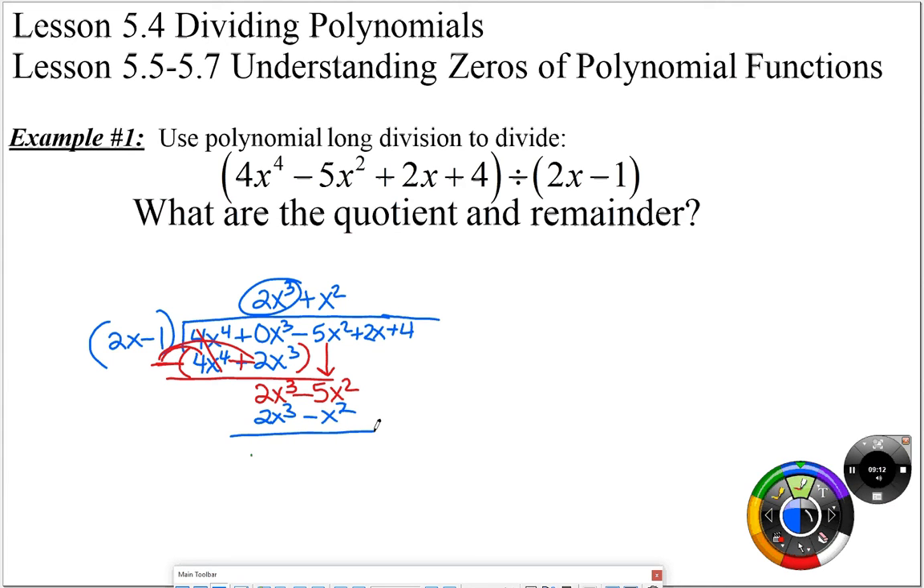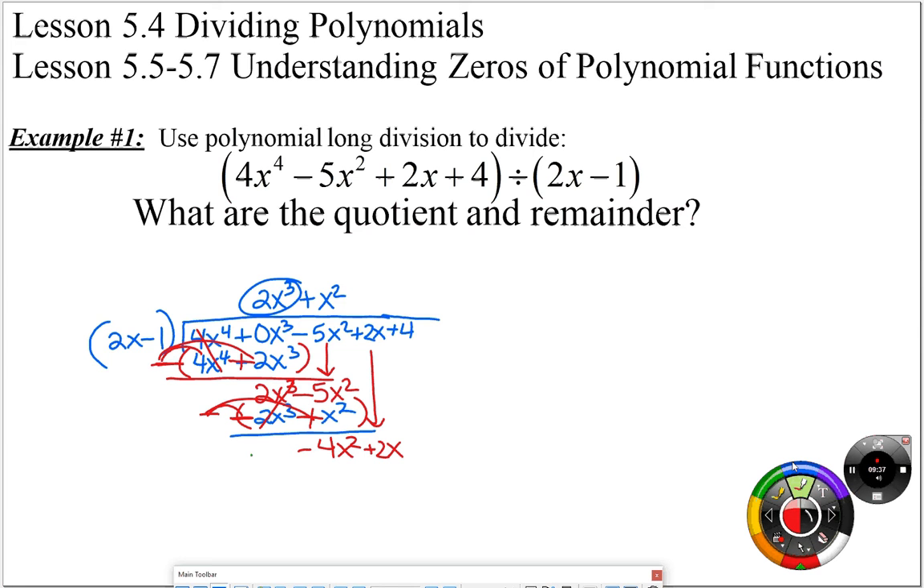And again, after that, I am subtracting. And so I cannot forget that that affects all of the signs of this polynomial that I've come up with. So that this 2x to the third is negative, and that this one's going to appear positive. So those cancel, which is what I wanted. Then I would have -4x squared. I would bring down the 2x.